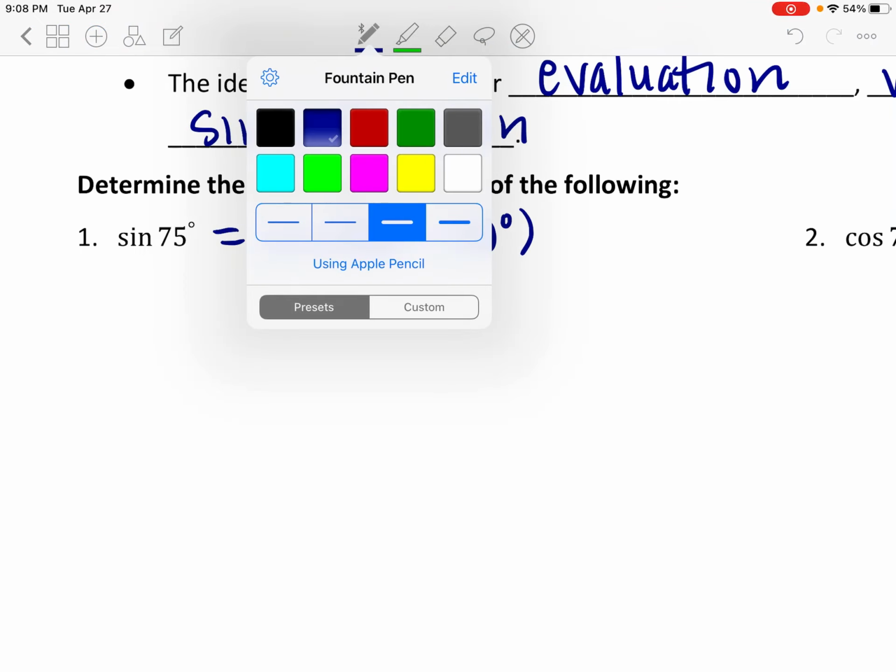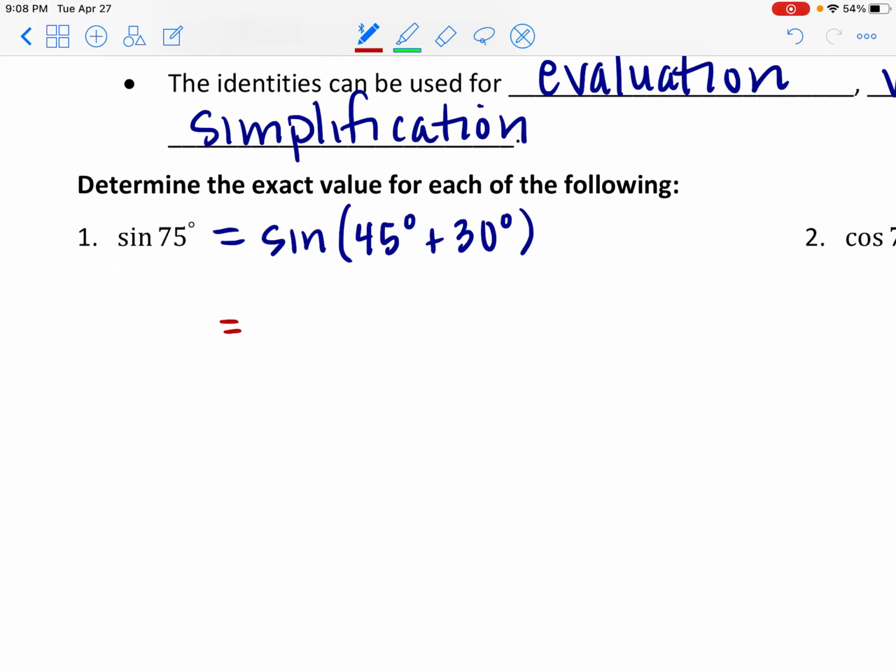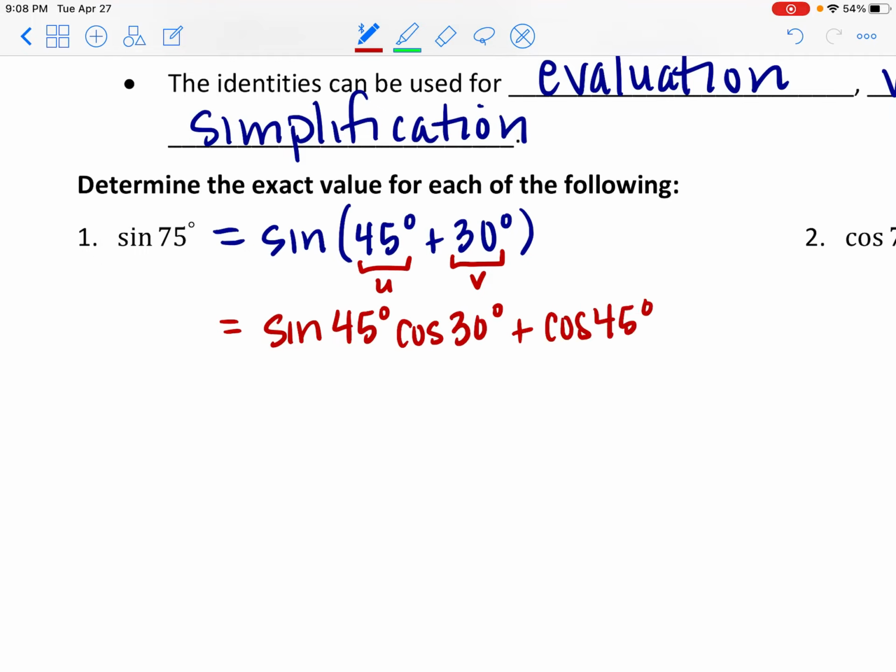So the identity says if I have the sine of a sum, then it's going to be equal to the sine of, I'm going to call this first one u, and then I'm going to call this one v. It doesn't really matter that you identify them that way, but just so I can follow along with the identity. So it's the sine of u, so the sine of 45, multiplied by the cosine of v, so multiplied by the cosine of 30. And then to that we're going to add the cosine of u, so the cosine of 45, and multiplied by the sine of v, so the sine of 30.